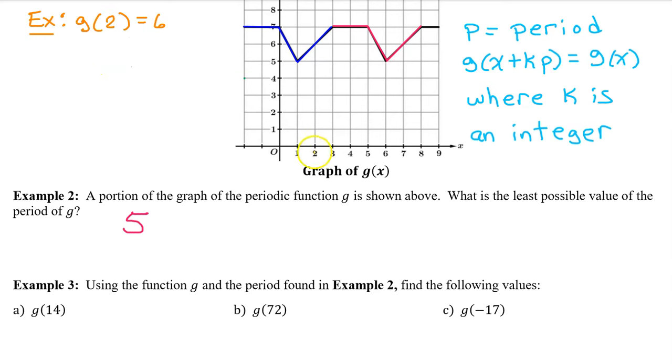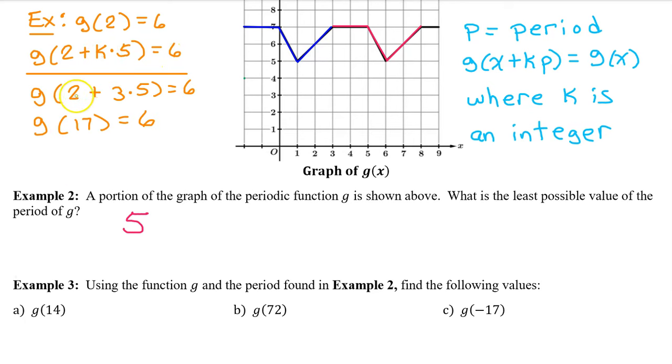A moment ago we observed that g at 2 is equal to 6. Then we saw that adding the period to this input value gave us the same output value of 6. Now I'm saying that if we take that input value of 2 and add any multiple of 5, including negative multiples, we will get 6 for the output value. For example, if I take that input value of 2 and I add 3 times the period, I'm going to get the same output value. So g at 17 will also equal 6.